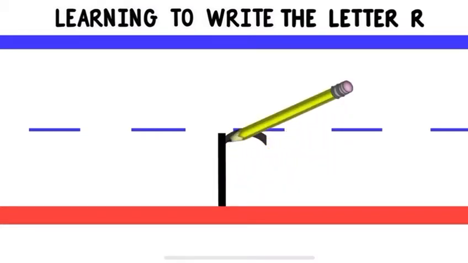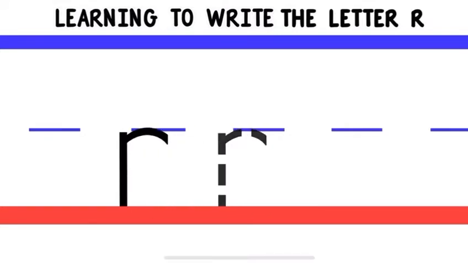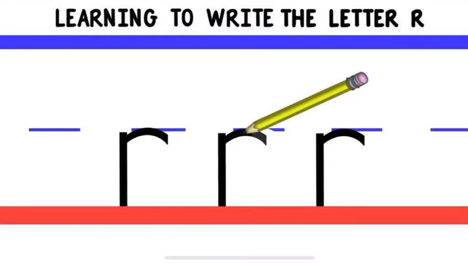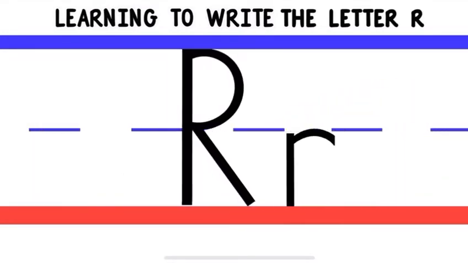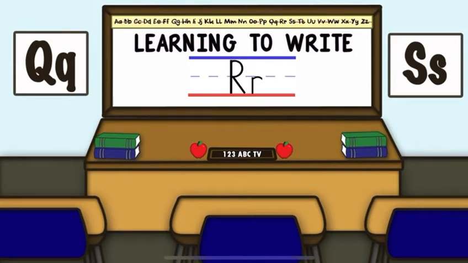To write lowercase r, we'll start in the middle and do a straight line down. Then we'll go back up and do a curved line around. Good job! Let's do that again. We'll start in the middle and do a straight line down. Then go back up and do a curved line around. Good job! Now you try. Good job! Now you know how to write the letter R. We'll see you on our next video when we learn how to write the letter S.